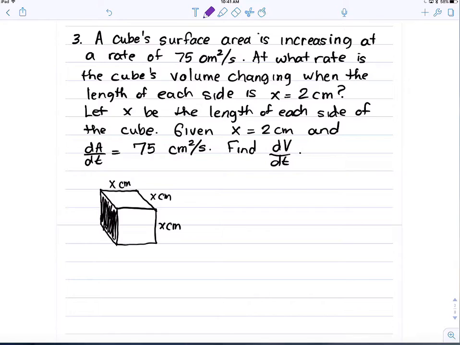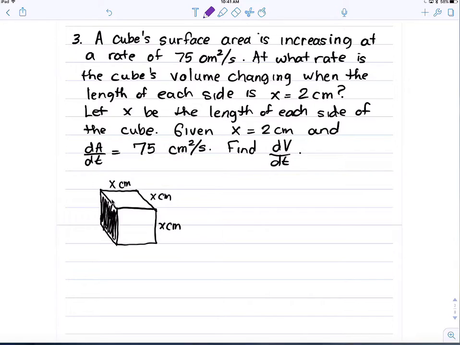Okay, so this next one we have a cube's surface area is increasing at a rate of 75 centimeters squared per second. And at what rate is the cube's volume changing when the length of each side is x equals 2 centimeters? We're going to let x be the length of each side of the cube, and given x equals 2 centimeters, find your dV/dt. So we're looking for the rate at which the volume is changing. So we want to find dV/dt, volume's change with respect to time.